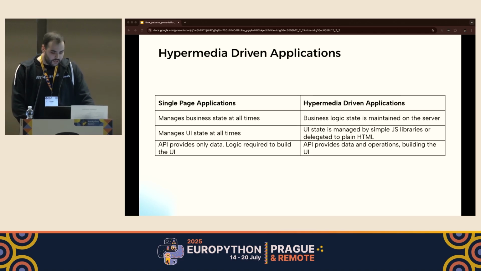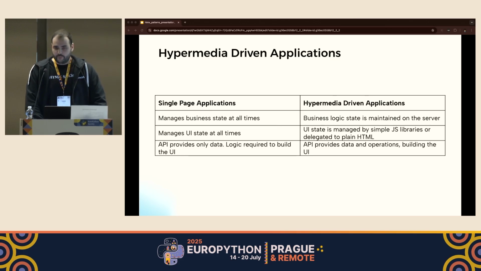So as you can see, SPAs handle the business state and the UI state at the same time. Usually the API only offers data, but I've seen JSON APIs that also have operations built in. With a Hypermedia application, the business logic is usually only on the server. The UI state is managed by HTML or Alpine.js and simple JavaScript libraries. And as I said, the API provides data and operations through the hypertext.